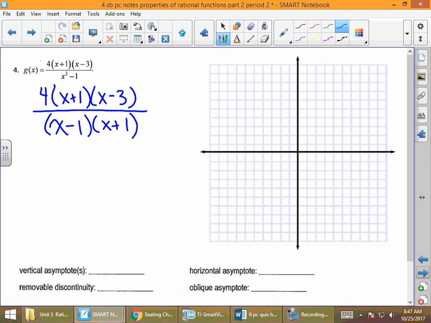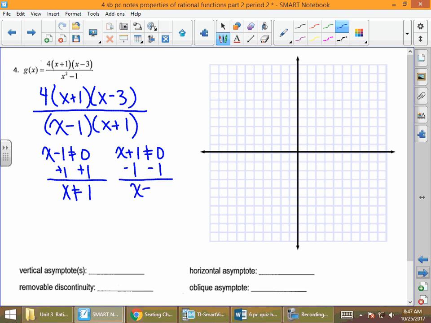But before we deal with that cancels out idea, regardless, what's in the denominator is going to determine our domain. So our domain is x minus 1 doesn't equal 0, and x plus 1 doesn't equal 0. And we add 1 to both sides. So we get x doesn't equal 1, and x doesn't equal negative 1.